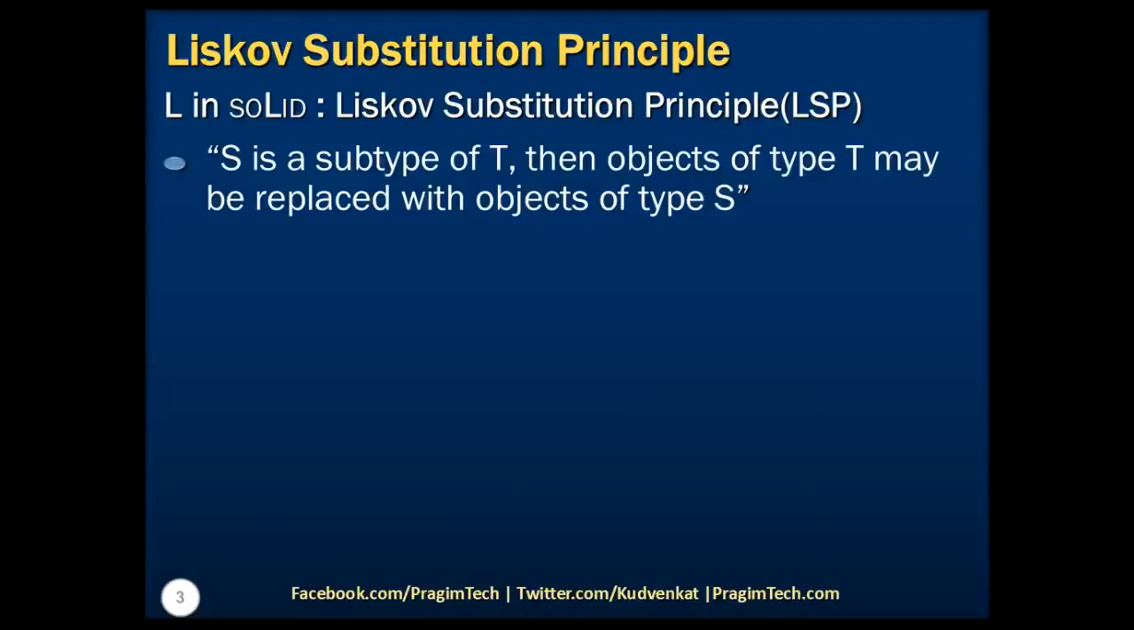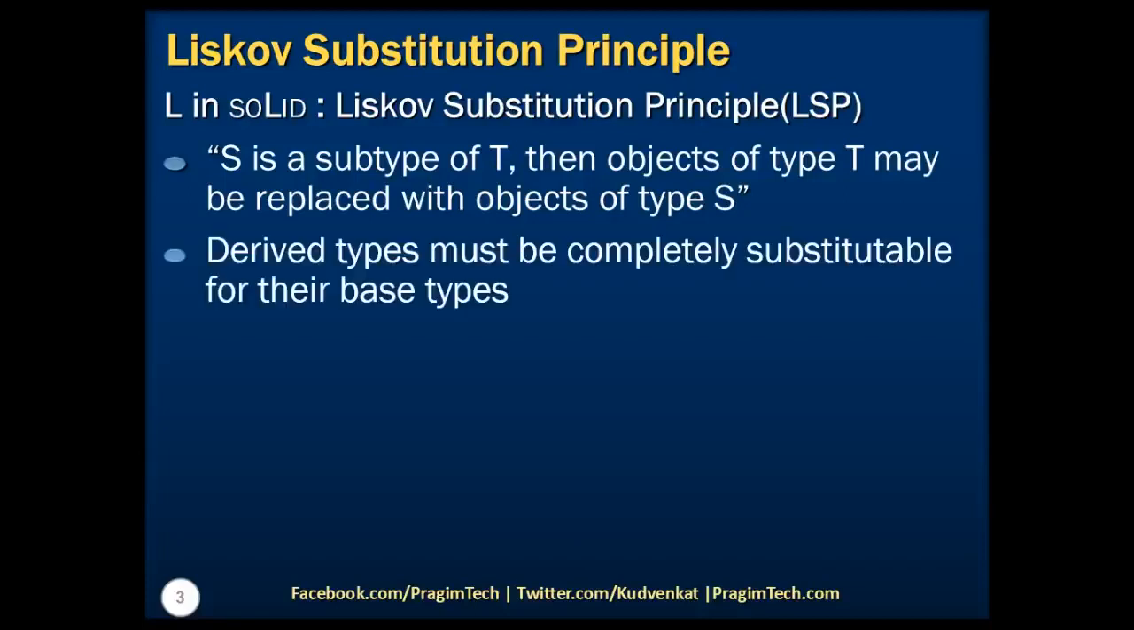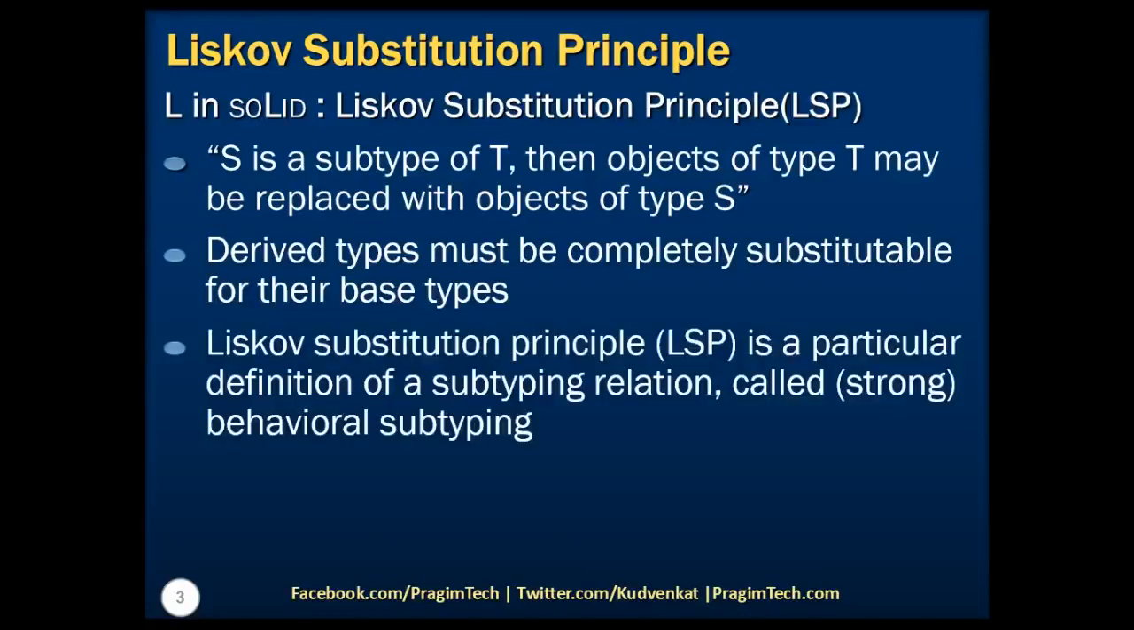Substitutability is a principle in object-oriented programming, and it states that in a computer program, if S is a subtype of T, then objects of type T may be replaced with objects of type S, which means derived types must be completely substitutable for their base types. More formally, the Liskov substitution principle is a particular definition of a subtype relation called strong or behavioral subtyping. This principle was introduced by Barbara Liskov in 1987 during her conference address on data abstraction and hierarchy.